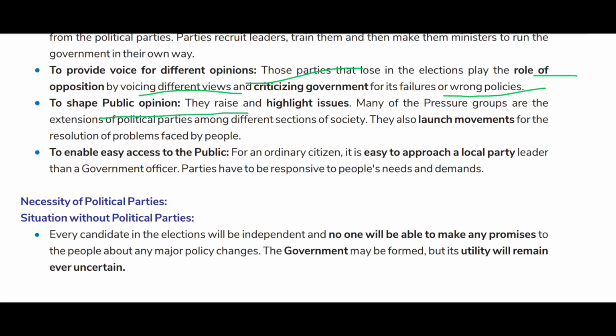Next, to shape public opinion. They raise and highlight issues. Many of the pressure groups are the extension of political parties among different sections of the society. They also launch movements for the resolution of problems faced by the people. Next, to enable easy access to the public. For an ordinary citizen, it is easy to approach a local party leader than a government officer. Parties have to be responsive to people's needs and demands.